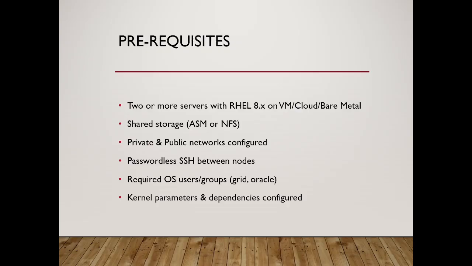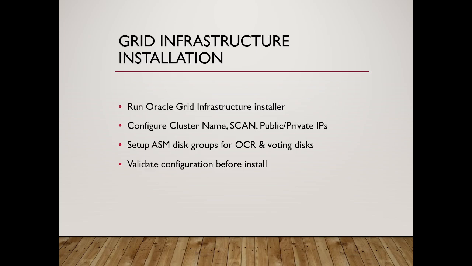So here the prerequisites will be two or more RHEL servers or VMs, in VM or cloud or bare metal, anything, and shared storage like ASM or NFS, private and public network configuration, passwordless SSH between nodes, required OS user groups like grid and oracle, and kernel parameters and dependency configuration related to that. I will cover all these in the practical video, but till our OS is installing, we are covering this.